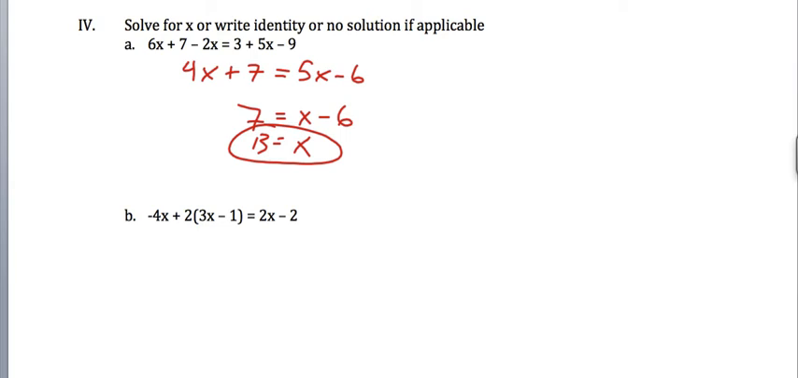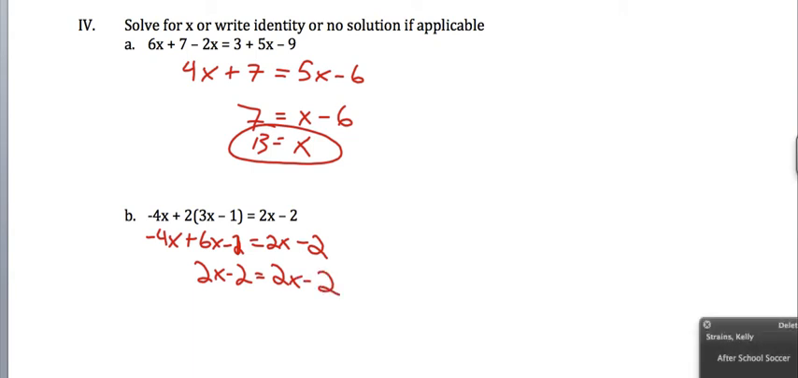Over here, I'm going to distribute the 2. I don't have to do anything over on the other side. That's a 2, by the way, a very bad 2, because I wrote it as a 1 first. I'm going to combine my like terms, and I get 2x minus 2 equals 2x minus 2. If I want to subtract 2x from both sides, I'm going to get negative 2 equals negative 2. This is something that's always true, so this is an identity.